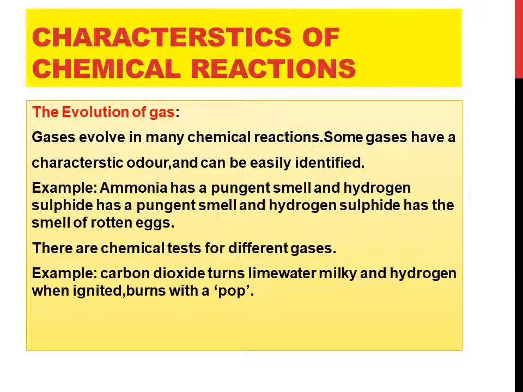Similarly, some gases also have a characteristic odor and can be easily identified by their smell. For example, ammonia has a pungent smell. It's a kind of bad odor. Just by smelling that, we can easily identify that the gas involved is ammonia.